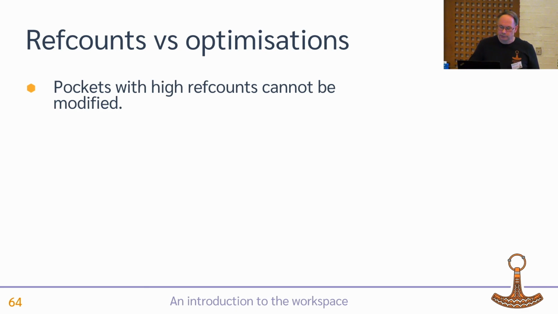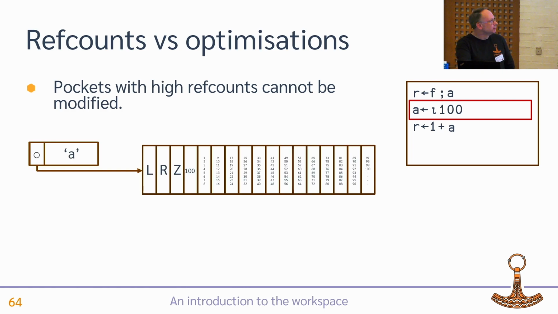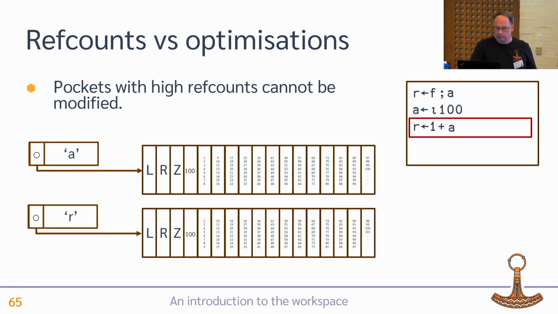If you've got a pocket with a high ref count, you can't modify it because you would be modifying multiple things. So if we have this little bit of code here, we do A gets IO to 100. We create a pocket with the values 1 to 100 in. You would not believe how long it took to do that. And we reference it from the dictionary, from the symbol table for A. Then when we do the addition of 1, we create a new pocket, and we add 1 to all of the elements. So we've got 2 through to 101 referenced by the symbol table for R. We had to create 2 pockets because we didn't want to change A.